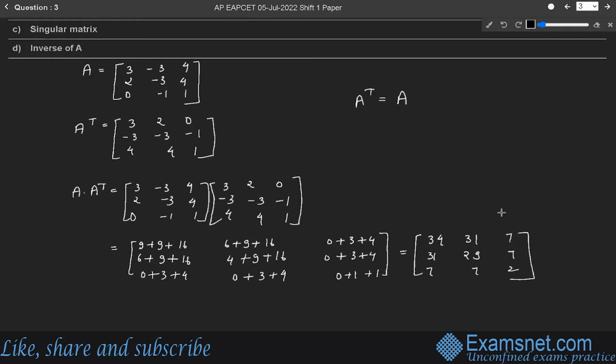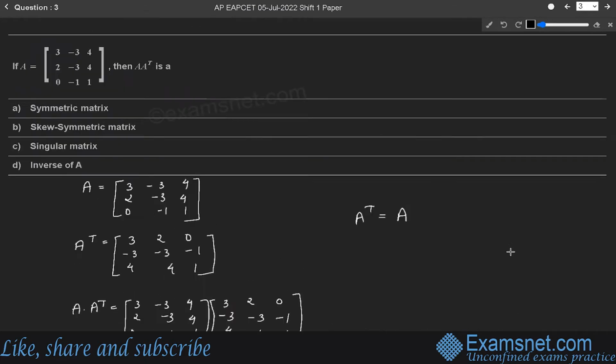It is a condition when the given matrix is a symmetric matrix. And this matrix proves this condition that A transpose is equal to A. So we can say that it is a symmetric matrix. Out of all the options, option number A is the correct option for this question, which is symmetric matrix.